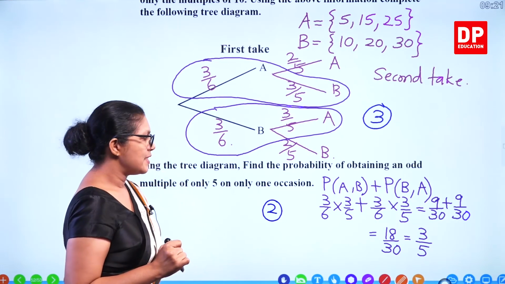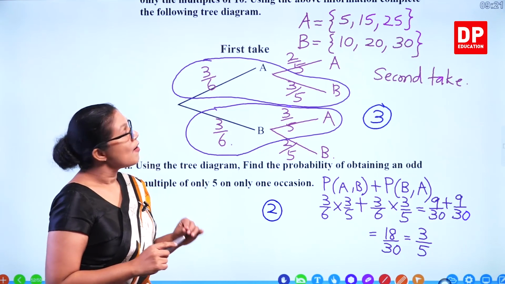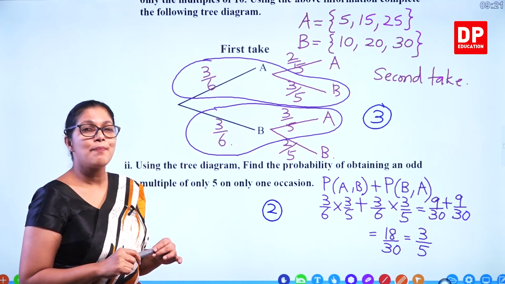So we completed paper 1, all questions, and we'll discuss paper 2 next.